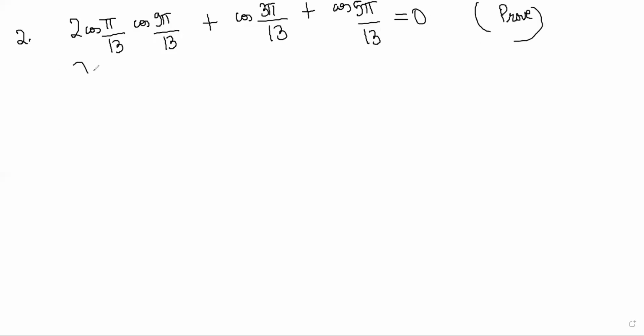How do you simplify this? What is the formula for 2 cos A cos B? When does this come? 2 cos A cos B equals. When does this come?